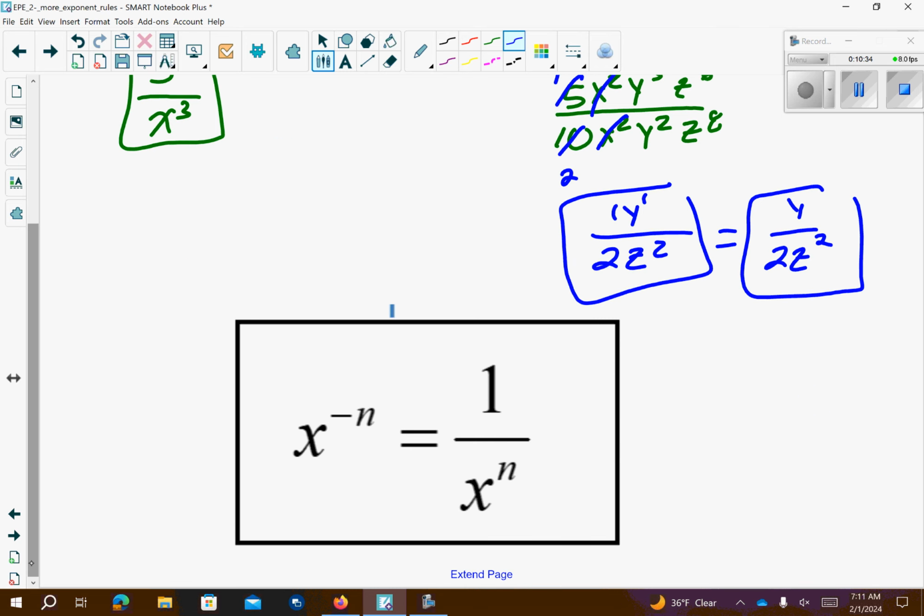So when you have a negative exponent, it wants to switch locations. If it's on top, or if it's just a number, that means it's also on top, because you can also put it over 1. And that's what you're going to work out on that.